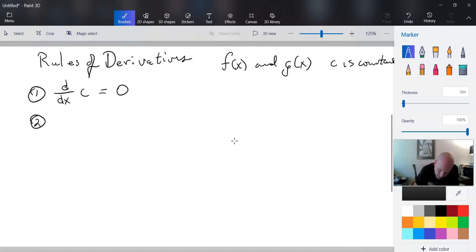2. There's an addition rule, which says that if I take a derivative of a sum of functions, and basically a polynomial is a sum of a bunch of little individual monomial functions, I can actually just take the derivative of both of these separately.